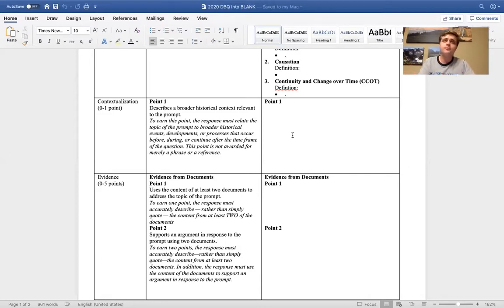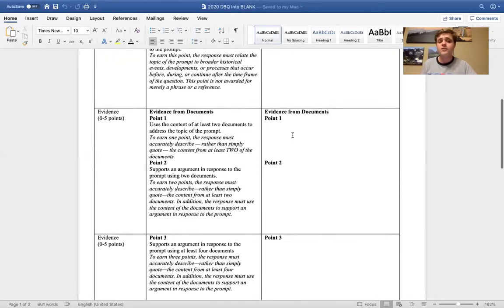If you mention, for example, the Second Great Awakening in your contextualization paragraph, you cannot mention it in your body paragraphs, or you won't get points for the body paragraph. Again, don't double dip your information from the documents. That's very, very important. So all of that should be stuff that you're relatively familiar with.